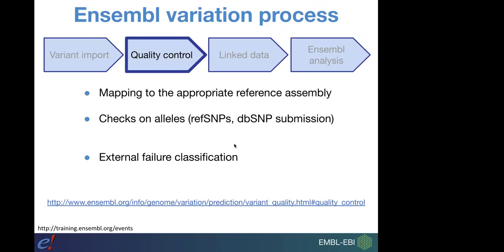Then the second step is to apply quality control. This is where we do things like mapping to the appropriate genome assembly. We check for alleles matched between reported and reference genome sequence. We perform checks on the alleles of RefSNP and dbSNP submissions, and then we also check for external failure classifications.